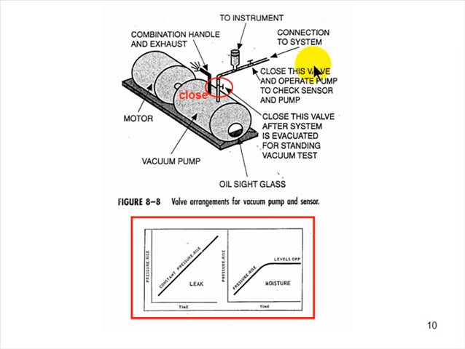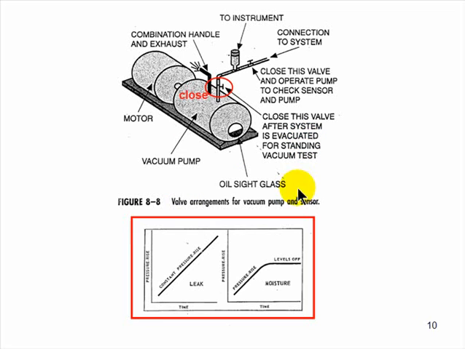But if it levels off at some value, let's say 3,000 microns, all that means is you're not done. There are no leaks because it leveled off, but you have 3,000 microns worth of moisture in there. Keep going. Open this valve up, start it up again, let it run for a while, and then close it off.